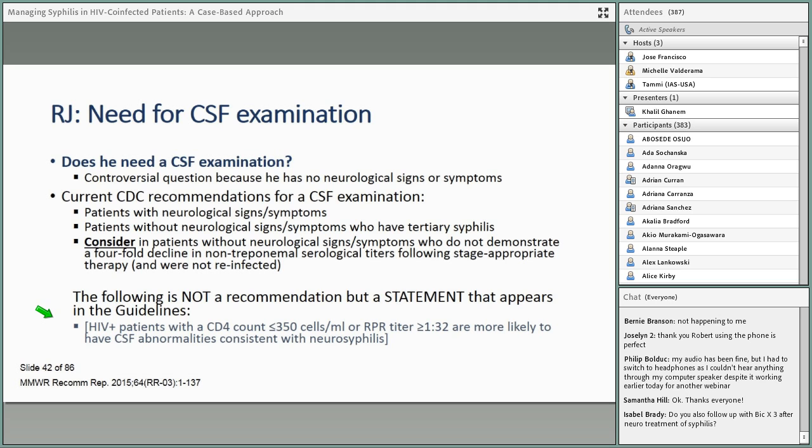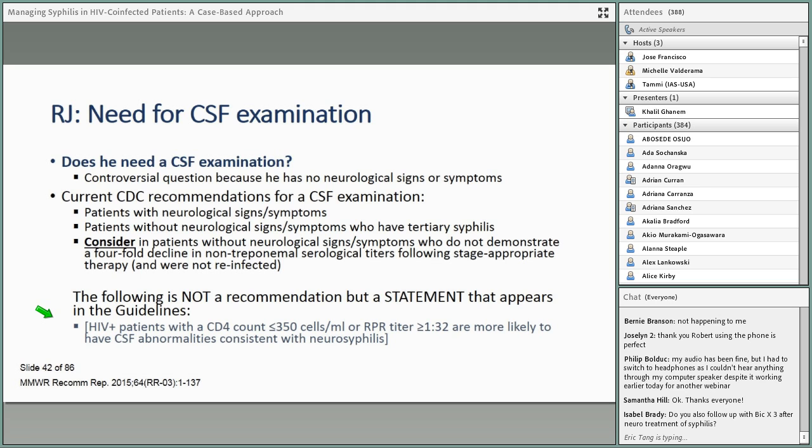No. RJ has secondary syphilis without any neurological signs or symptoms. Does he need a CSF examination? That's a question that everybody likes to ask. And the answer is, it's a controversial question because he has no neurological signs or symptoms.